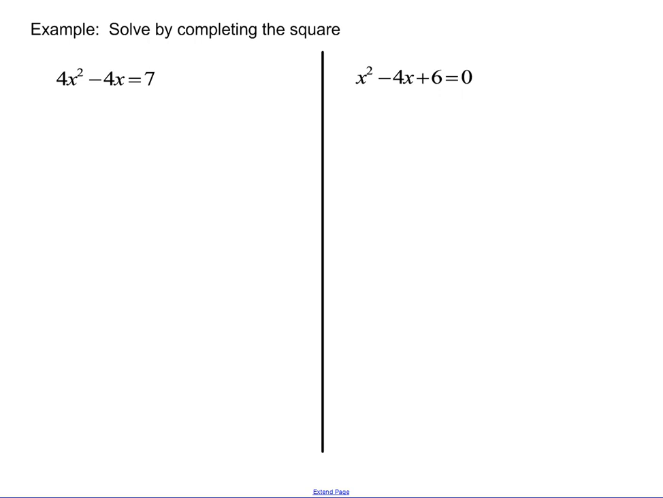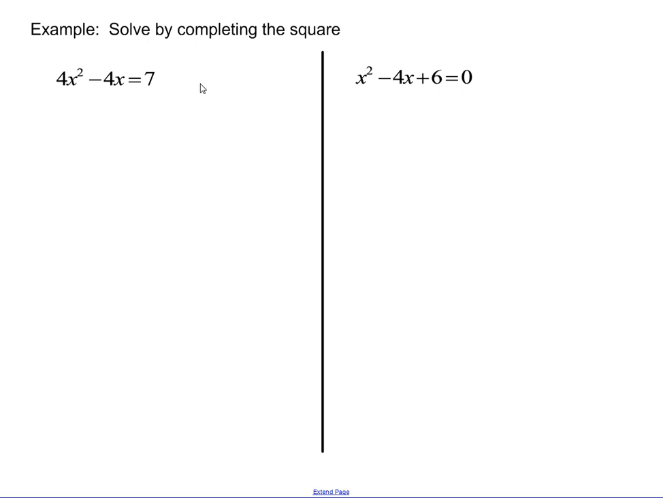Okay, so let's try this completing the square method with a couple of different examples this time to show how this all works. So on the left we have 4x squared minus 4x equals 7. Now the first step has already been done for us. We have a constant on the other side of the equation, and our job then is going to be to find a way to complete the square.